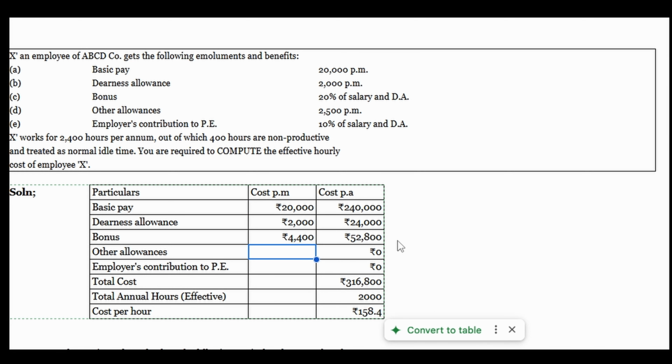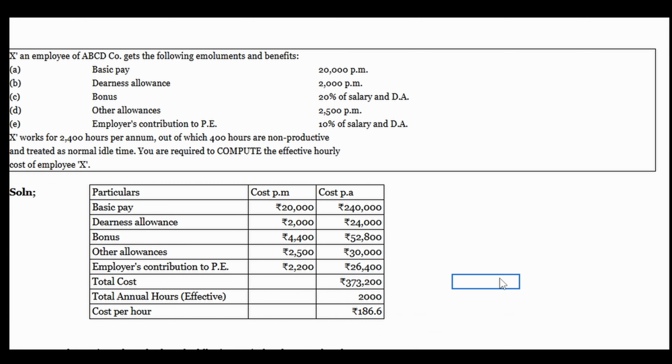So this will be the bonus amount. Other allowances, 10% of salary and DA. Next is other allowances given directly, 2,500 per month. Employee's contribution to PF is 10% of basic and DA, 22,000. 10% is 2,200 per month, and per annum is 26,400.